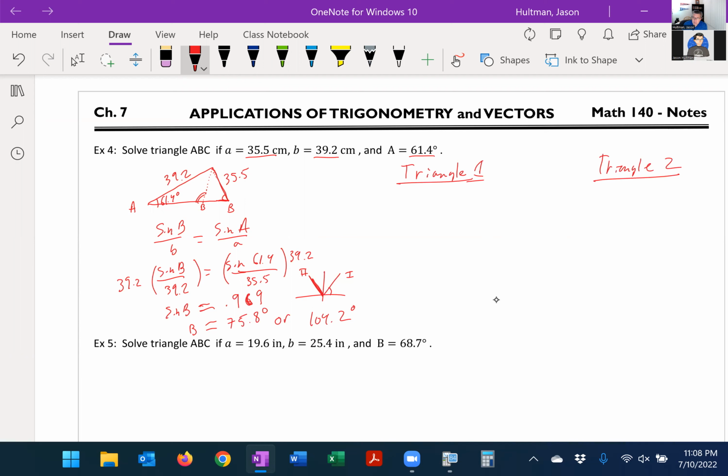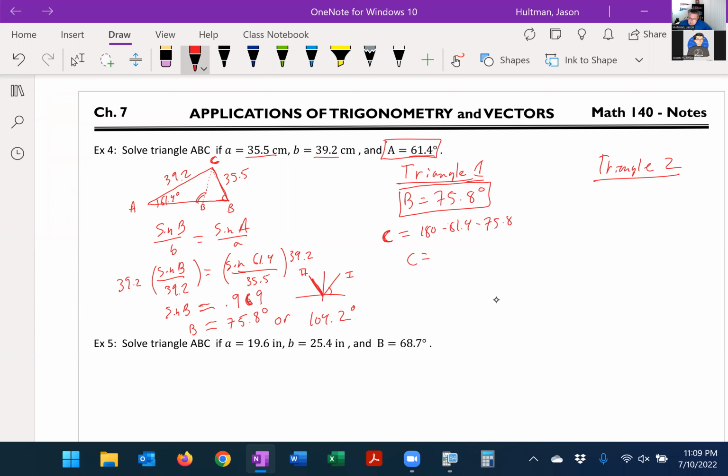Triangle 1 is when B is equal to 75.8 degrees. So if B is 75.8 degrees, how do we find angle C? Well, we just subtract the angles that we know. What do we know? We know angle B, we know angle A. We subtract the angles that we know from 180 and we get angle C. So angle C is equal to 180 minus 61.4 minus 75.8.